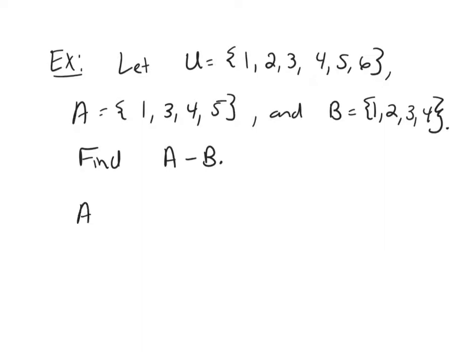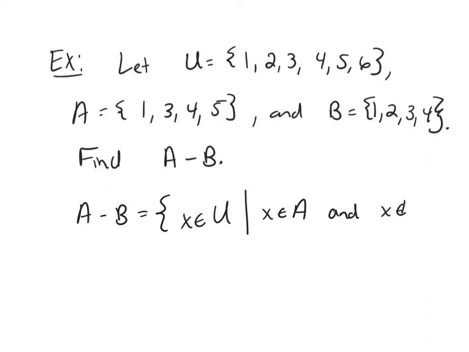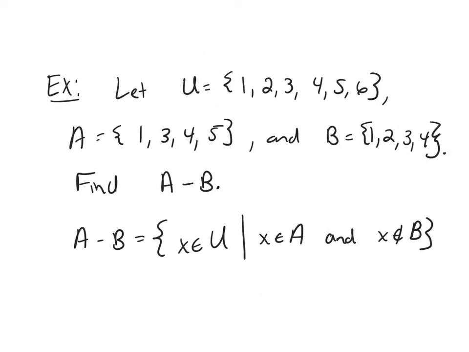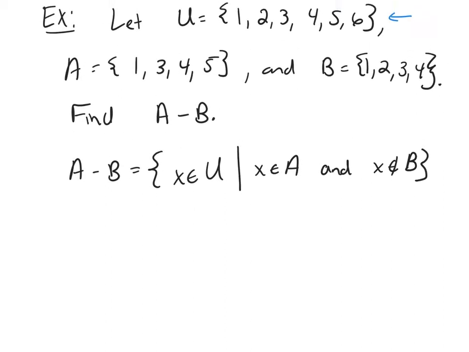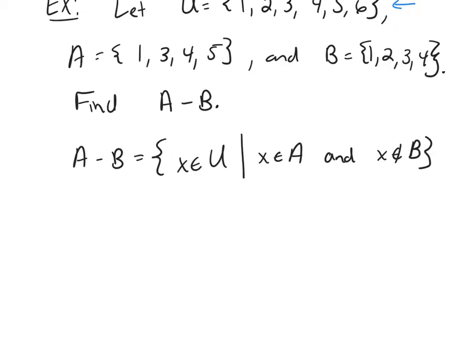So the set A minus B, I can describe it in the following way. It's all the elements of my universal set, and the elements need to be in A, and they also need to not be in B. So what I'm going to do is I'm going to look at my universal set here, and I'm going to check all of these elements, so the numbers 1 through 6. I'm going to see if they satisfy these conditions.